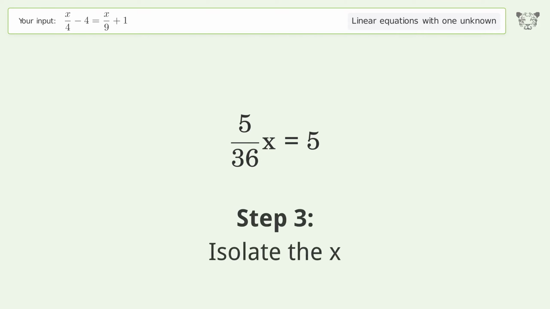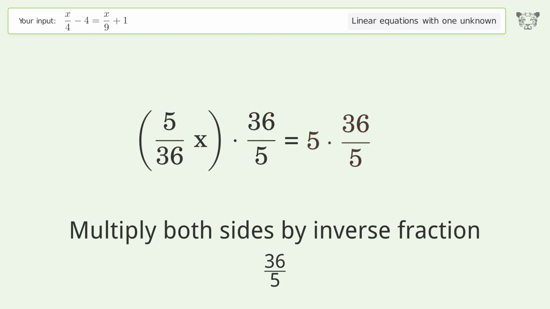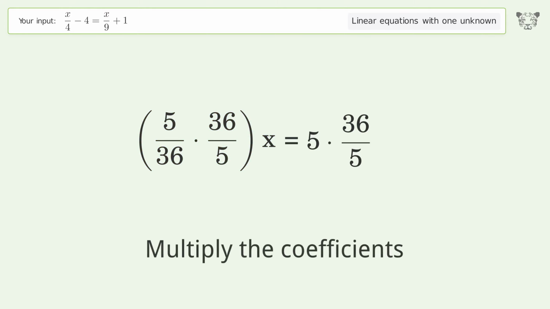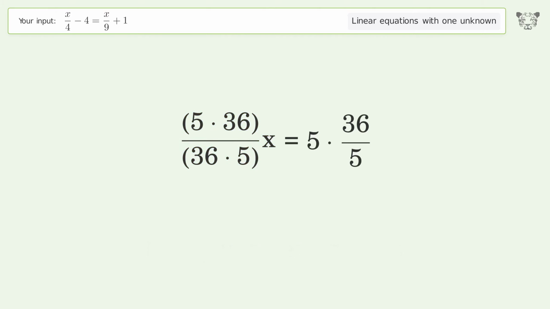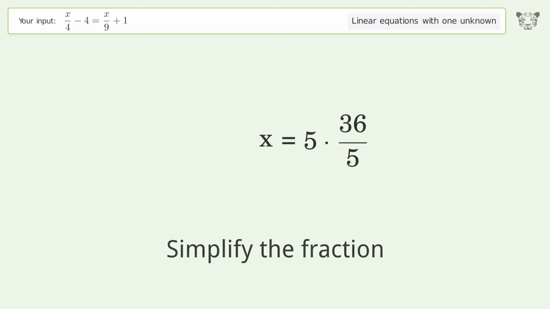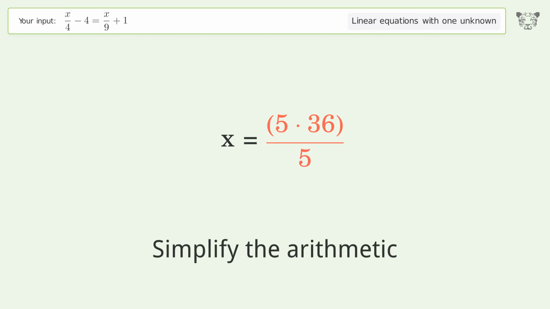Isolate the x. Multiply both sides by inverse fraction 36 over 5. Group like terms. Multiply the coefficients. Simplify the fraction. Multiply the fractions. Simplify the arithmetic.